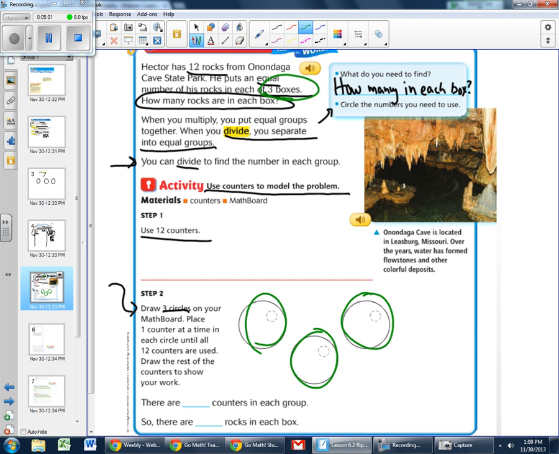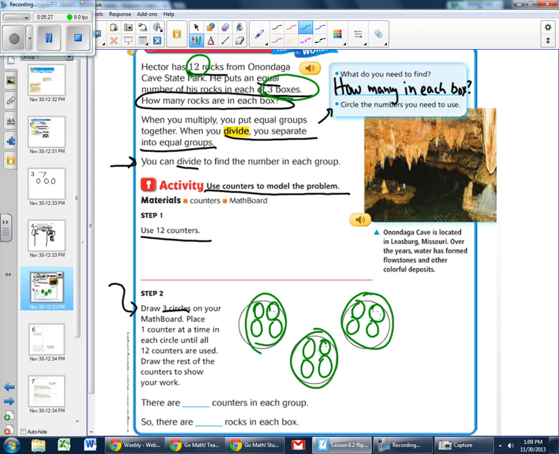Okay. Place one counter at a time into each circle until all 12 counters are used. Draw the rest of the counters to show your work. So we're counting out the 12 rocks into 3 sections. So 1, 2, 3, 4, 5, 6, 7, 8, 9, 10, 11, 12.